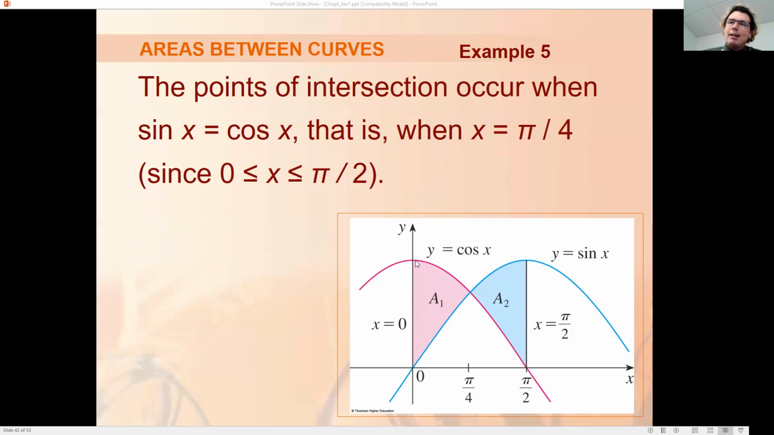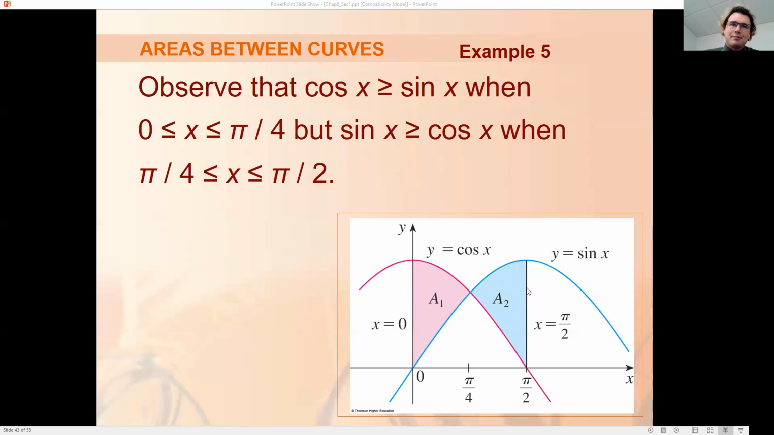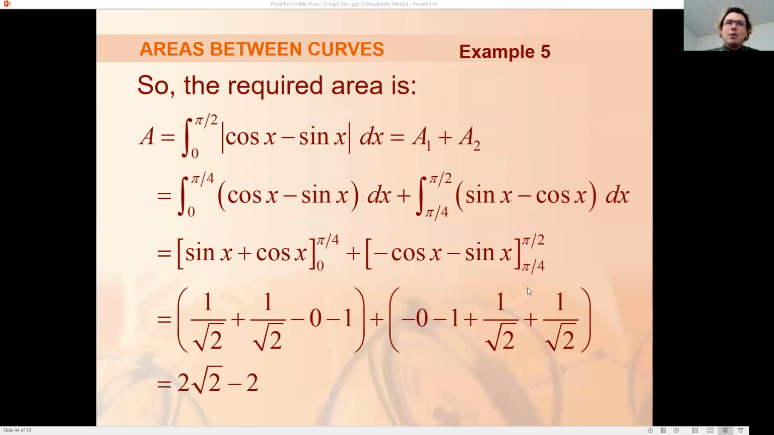So what I need to do is set up separate integrals for each of those. So what that's going to look like, here's my formula. Integrate the absolute value of cosine of x minus sine of x, all dx, from 0 to pi over 2, and using the absolute values there, I'll break that down into two different area integrals. The one of them with the cosine function on the top. So I'm integrating cosine of x minus sine of x. That's between 0 and pi over 4. I got those coordinates from looking at the picture.